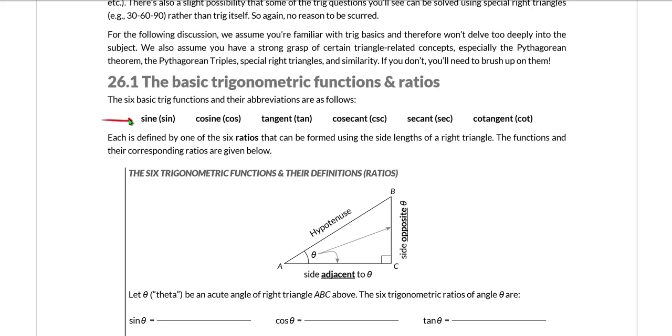So the basic trig functions are listed in this line here. I would go ahead and highlight at least the three on the left. I'm going to highlight the entire line. The three on the left, sine, cosine, and tangent, and their abbreviations are in parentheses there, SIN, COS, TAN. The three on the left are the most common on this test.